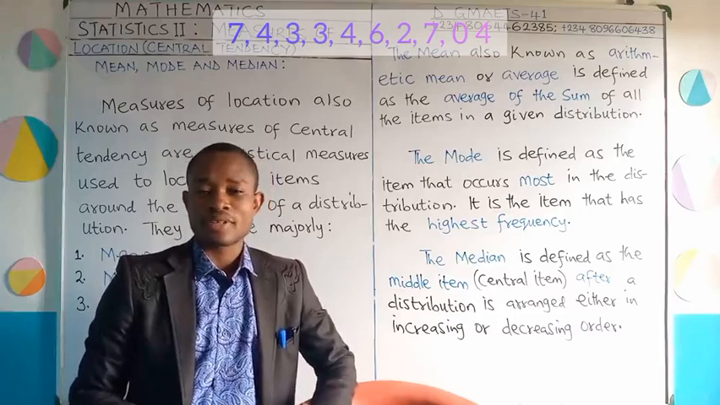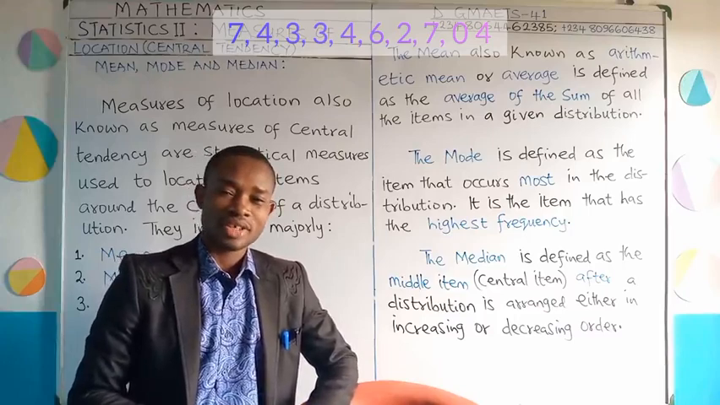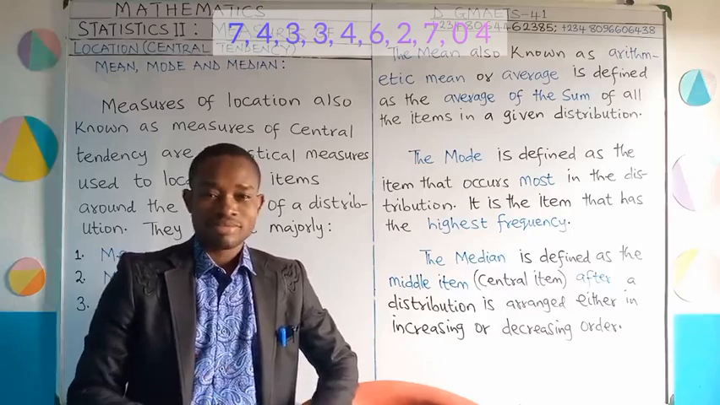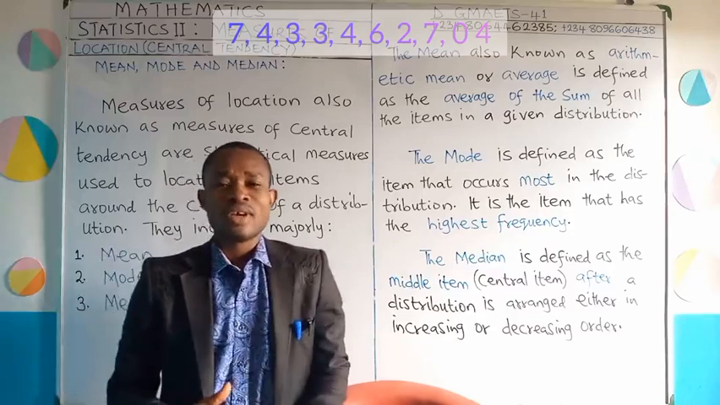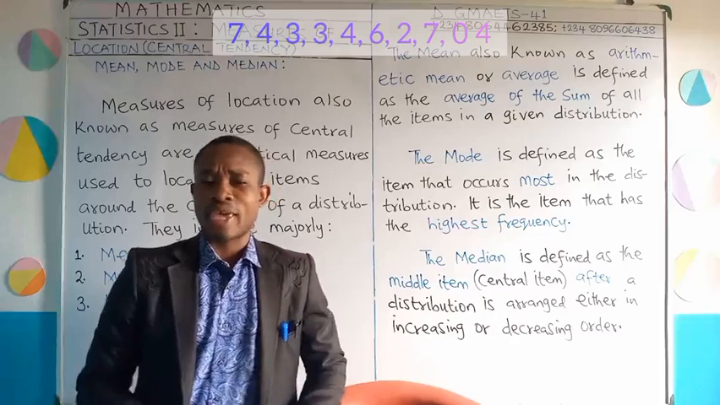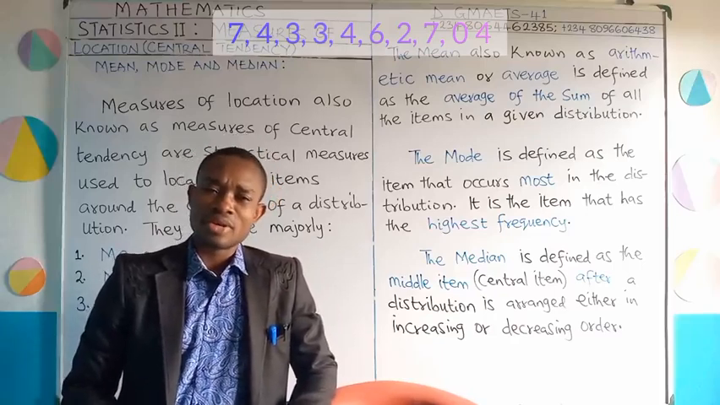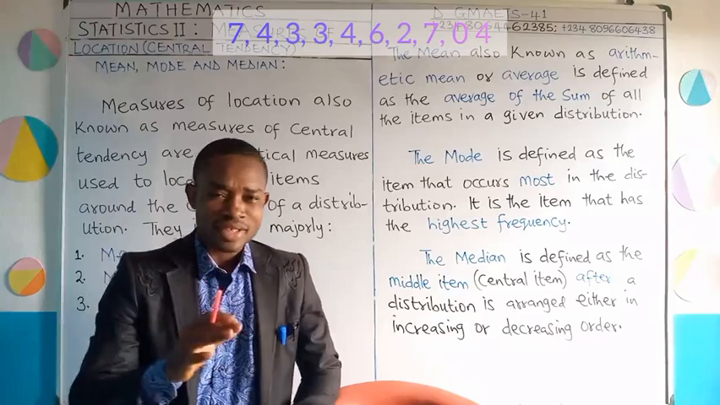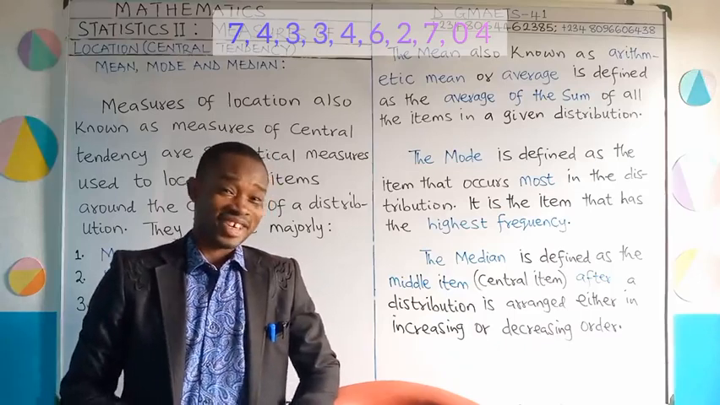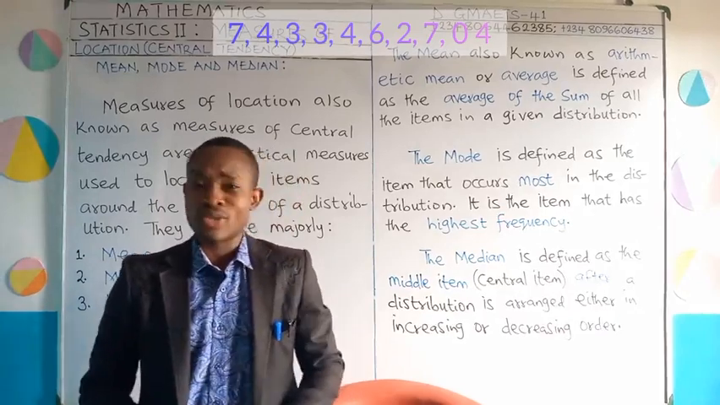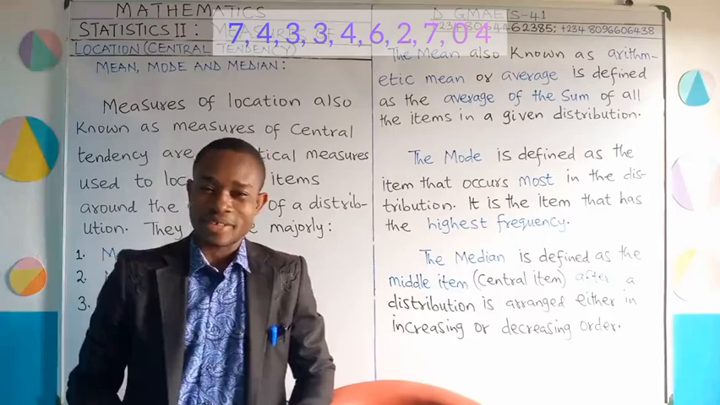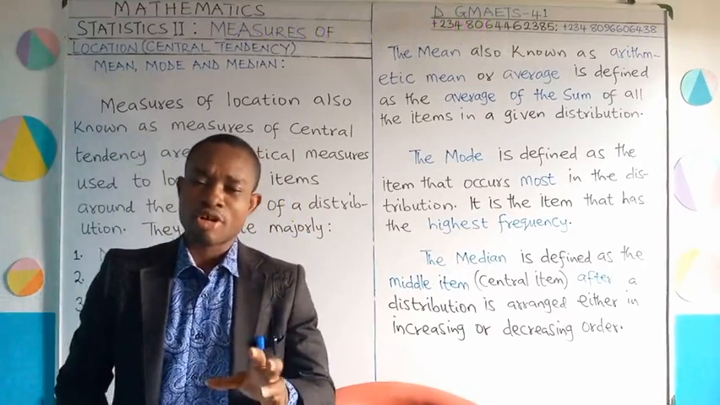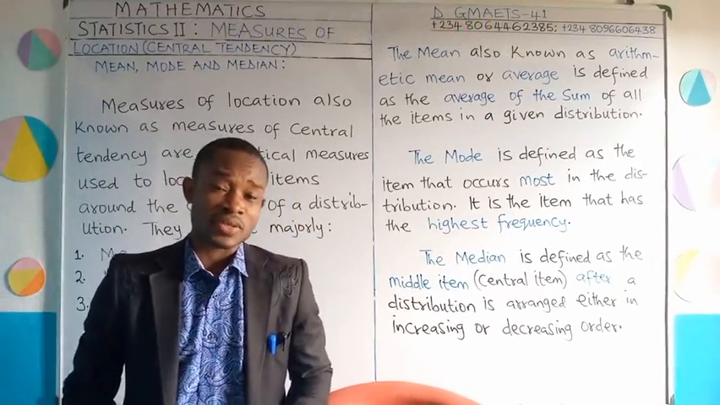We are going to be talking about the measures of location, also called the measures of central tendency. I know very well that you heard when I was listing some distributions, and then I requested to know what is the mean, the mode, and the median of that distribution. I'll be teaching you about the measures of location, also called the measures of central tendencies.